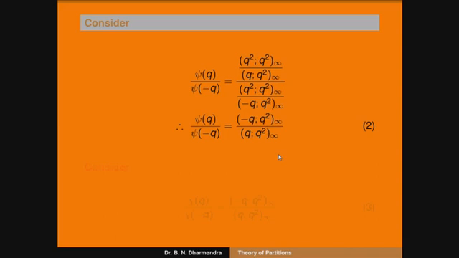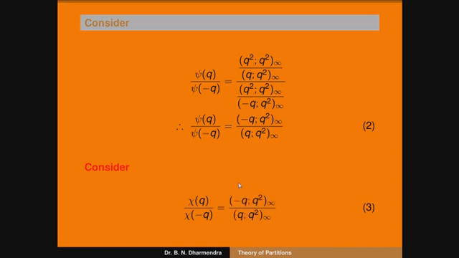You can call this one equation 2. Similarly, the next one is chi of q divided by chi of minus q. That is the direct definition of chi of q. We know the statement of chi of q, in mathematical terms, is (minus q squared; q squared) infinity. When we replace q by minus q, that becomes (q squared; q squared) infinity. We get the direct answer.